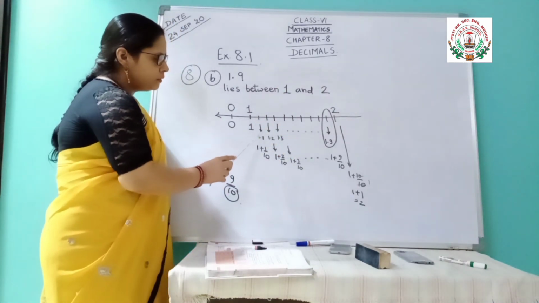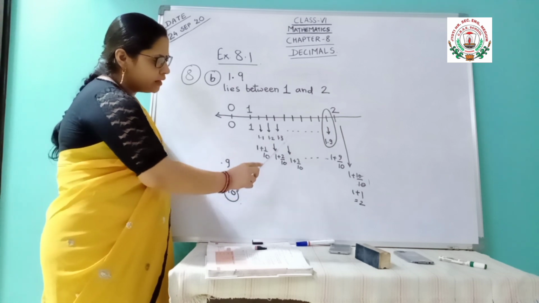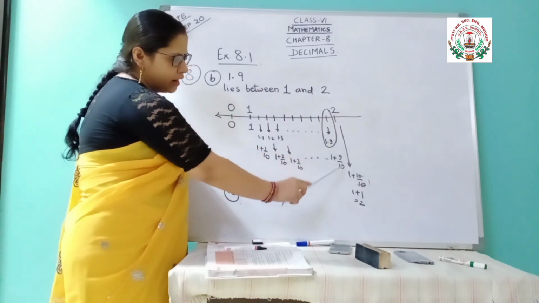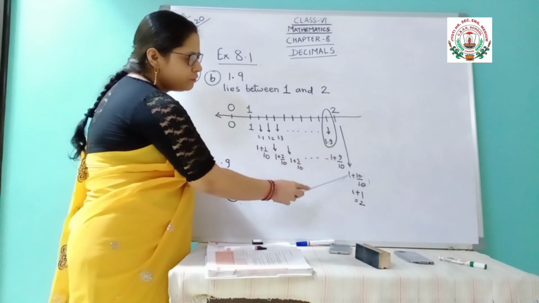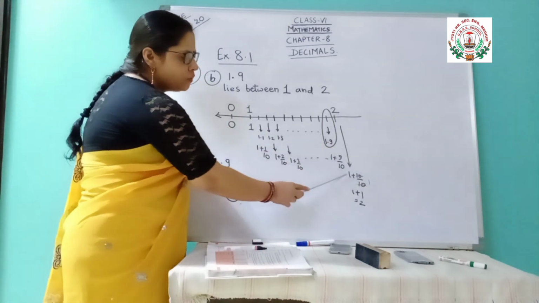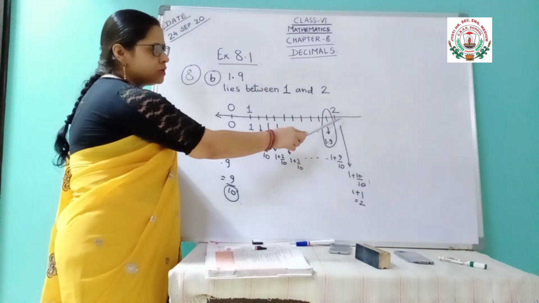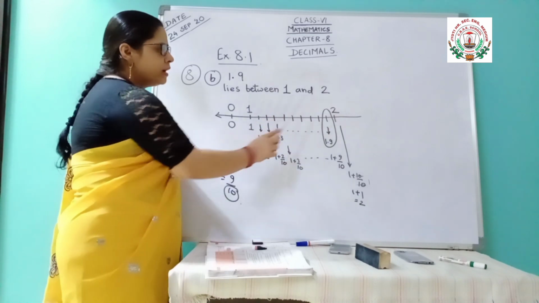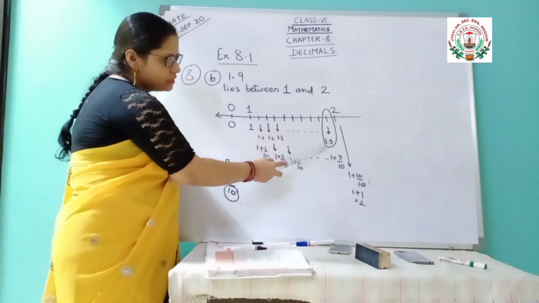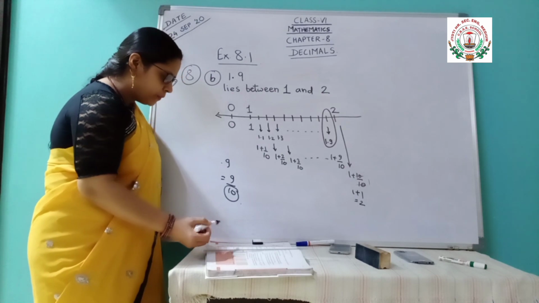So it is 1.1. 1.1 means 1 plus 1 by 10, 1 plus 2 by 10, 1 plus 3 by 10. Like that it will go, and this number will be 1 plus 9 by 10, and the next number will be 1 plus 10 by 10. When you cancel 10 by 10 it will be 1, so 1 plus 1 equals 2. So the 10th division is 2. So it is 0, 1 and 2, and the question asked is 1.9. So this is your 1.9. So this question is clear.